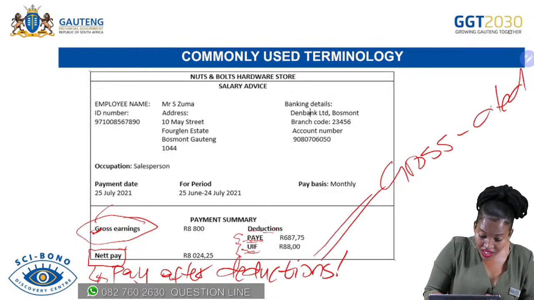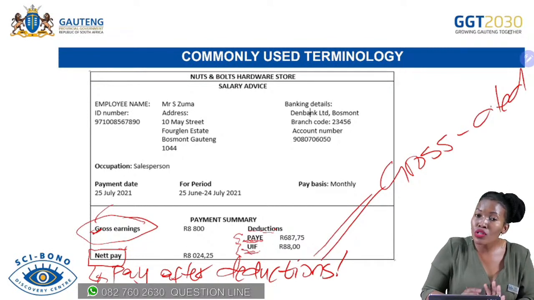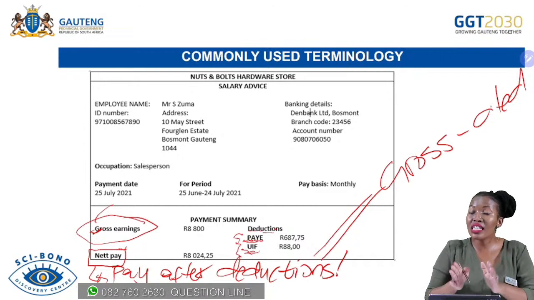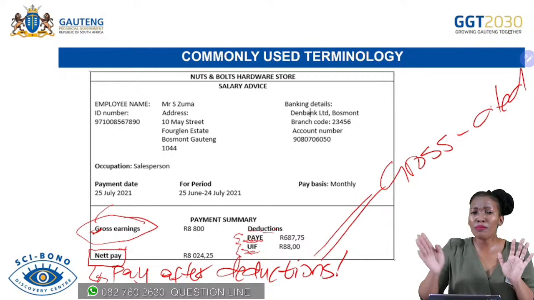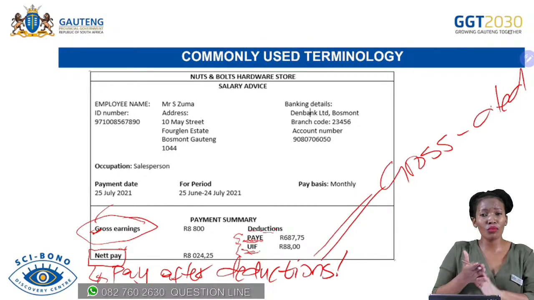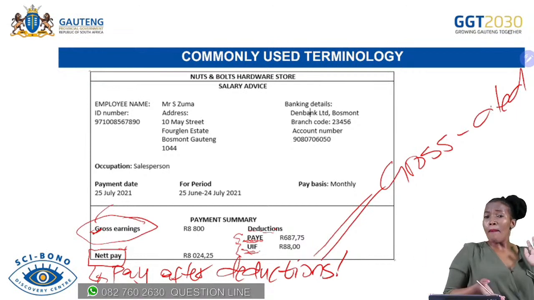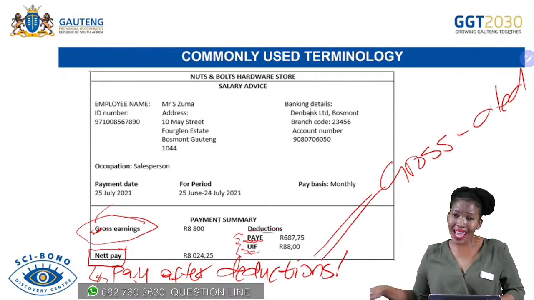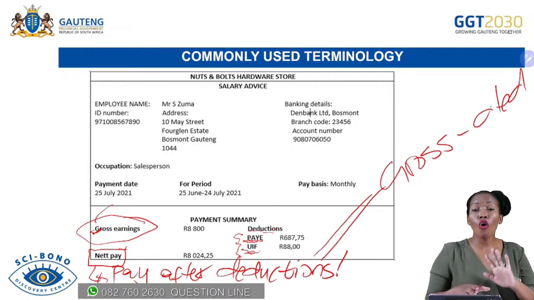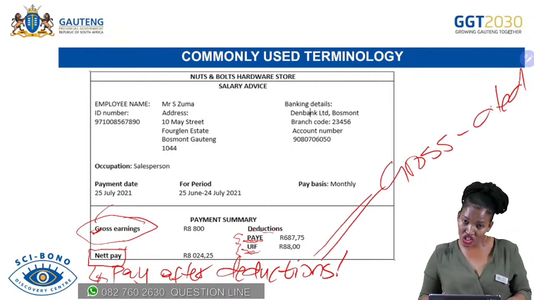And then, guys, these are just the two examples of deductions. They are not limited to these two. There is more. A person can be contributing towards medical aid. A person can be contributing towards UIF. A person can be paying their home loan. So there's a lot of deductions. So this is just the two.